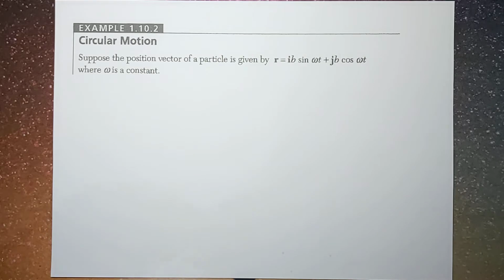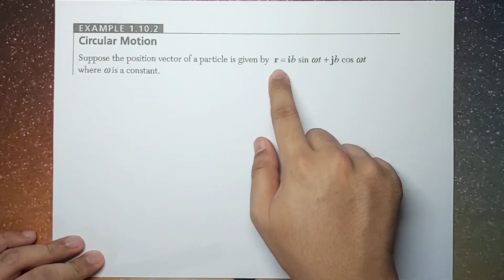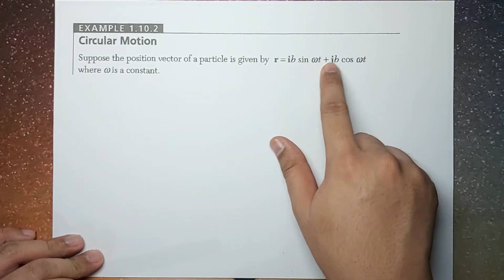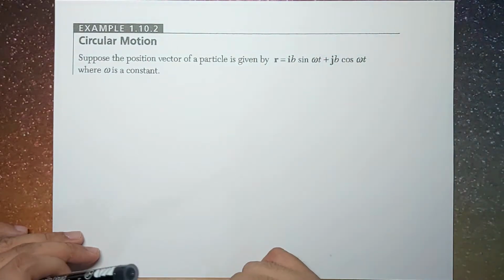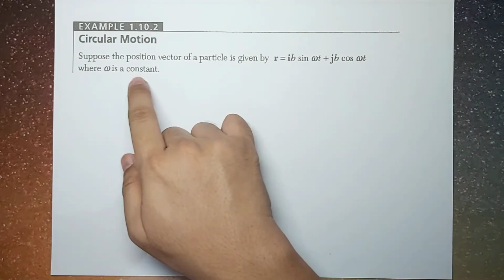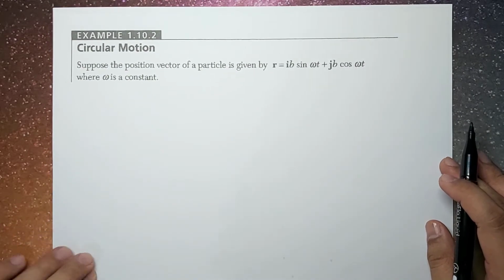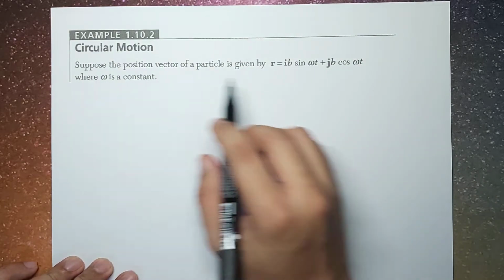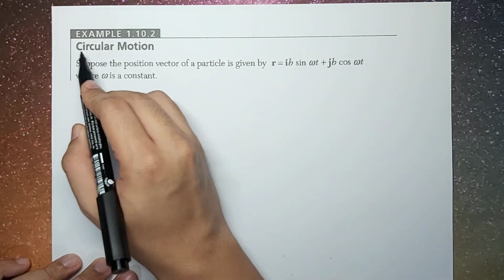Now suppose the position vector of a particle undergoing circular motion is given by r equals b sine omega t i hat plus b cosine omega t j hat, where omega is a constant. From here, we can talk about a lot of things. It's mentioned that this represents an object undergoing circular motion.